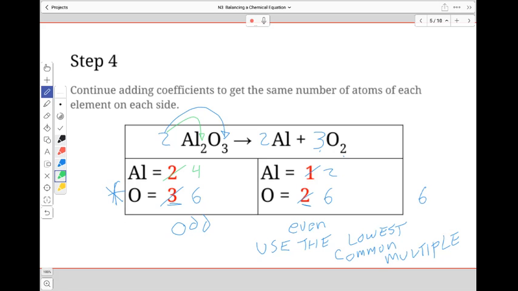Well, I'm going to have to change this coefficient. So I'm going to cross this one out, and I'm going to put a coefficient of 4 here, because 4 times 1 is 4. So this reaction is balanced when I have coefficients of 2, 4, and 3. We're going to practice this because this is hard.